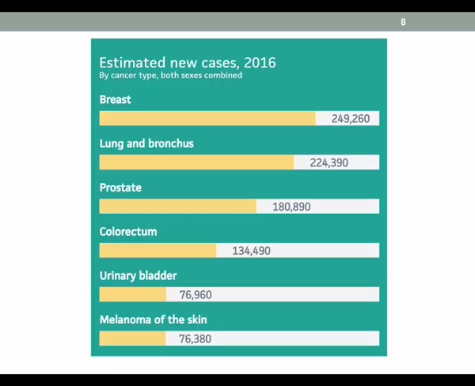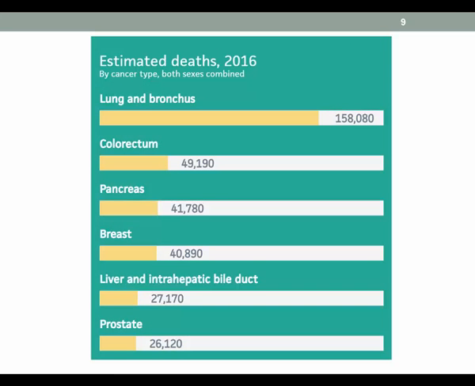However, this is the number of new cases. There's a difference between cases and estimated deaths. By far and away, lung cancer kills way more people. One of the reasons is because it's diagnosed so late, it often has already metastasized. Breast cancer, even though it's the most common kind of cancer diagnosed, doesn't kill nearly as many people as lung cancer, for example.